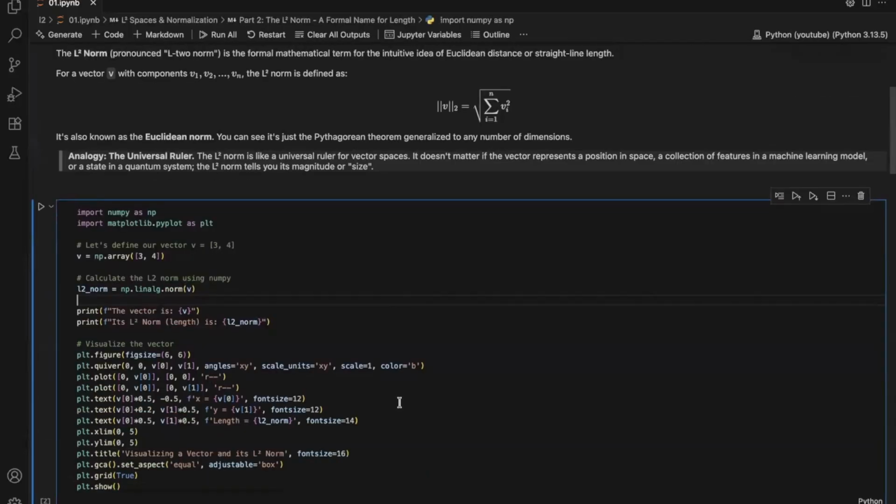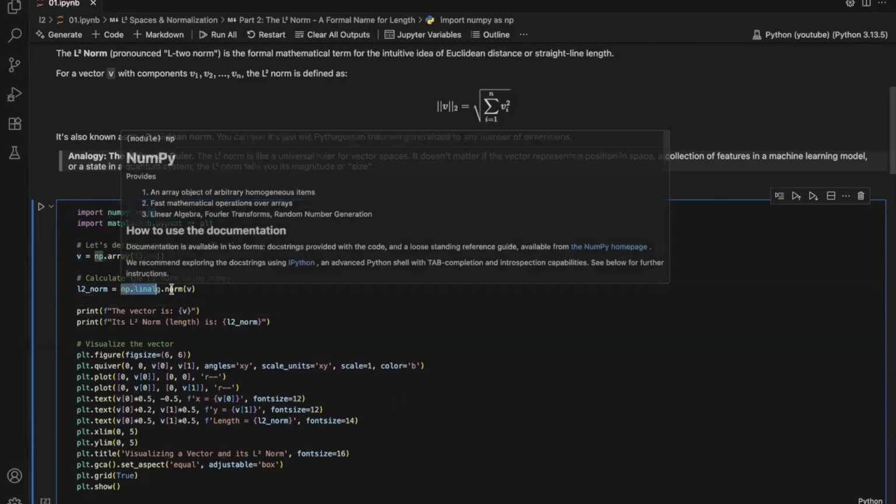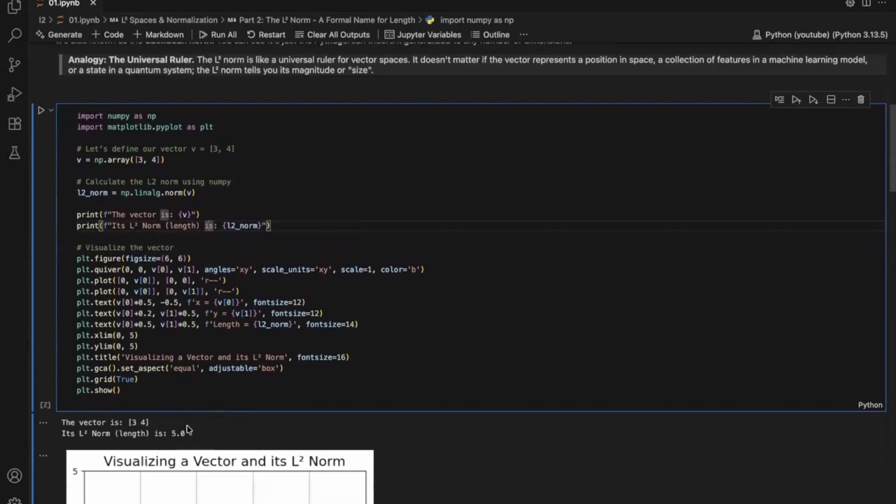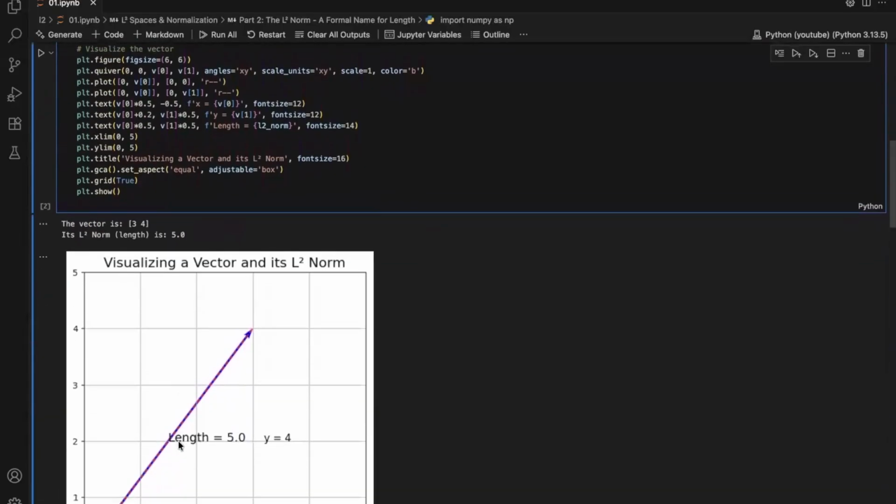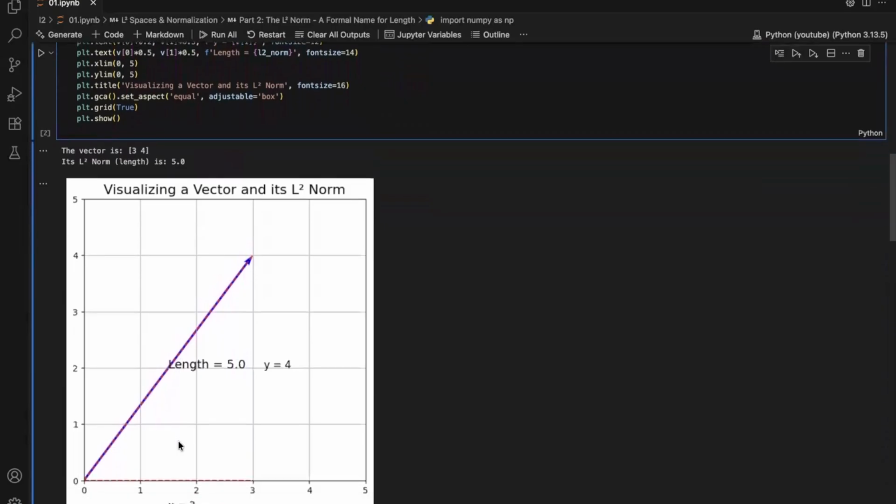To provide a concrete demonstration, we will now implement this calculation in Python. A vector v equals 3, 4 is defined using the numpy library. The numpy.linalg.norm function, which computes the L2 norm by default, is then applied. After running this code, we get the output of the L2 norm as 5, which confirms that the vector's length is 5. Now, this subsequent visualization plots this vector in a Cartesian plane, geometrically representing its components and its magnitude, which corresponds to the length of the hypotenuse.